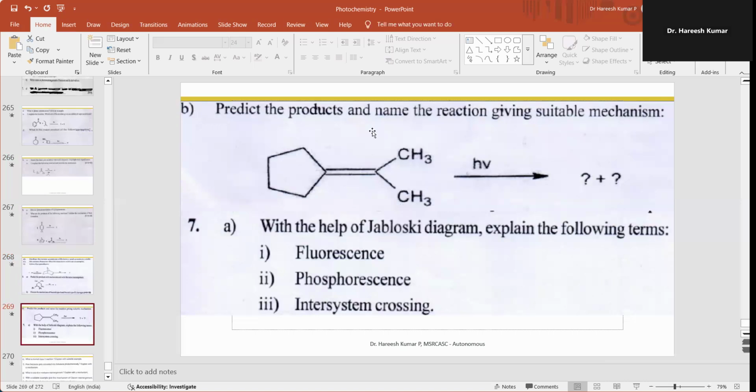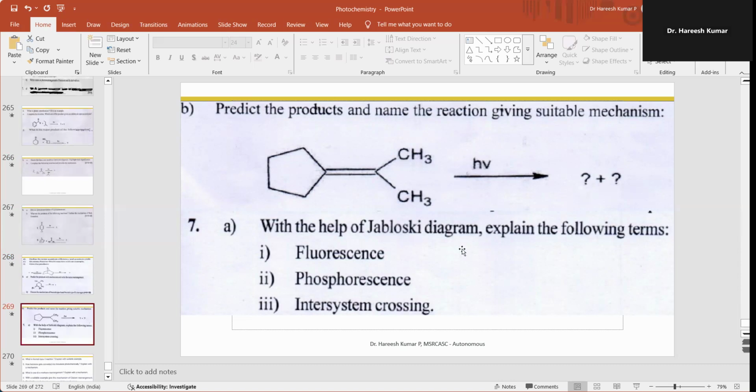In the next slide, predict the product and name the reaction, giving a suitable mechanism. That means this is again irradiation of an olefin. So dimerization will be the product. Dimerization means singlet state conversion, and then product formation. Two stereoisomers are possible. That one we have to write.